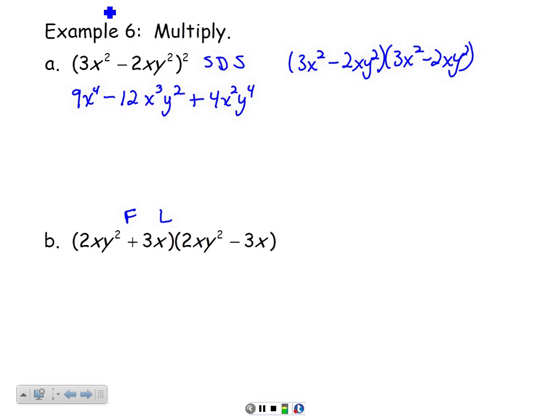Okay, so for letter B, this is a sum and difference. I know that because everything in the binomials are exactly the same except one's plus, one's minus. When that happens, all I have to do is multiply first times first. And so I have 4x squared y to the fourth. And then last times last. 3x times negative 3x is going to be negative 9x squared.